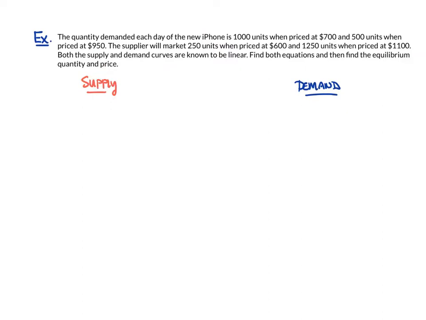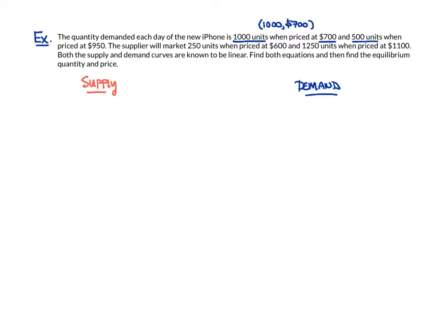So what we're actually going to do is see this in an example, an example I've made up about iPhones. We're going to read through this and decipher it. We're given information about the supply, what the company wants, and information about the demand, what the consumer wants, and we're going to circle all that. It says the quantity demanded each day of the new iPhone is 1,000 units when the price is $700. That's an ordered pair. The quantity is 1,000 and the price is $700. So that's an ordered pair that will live on the demand line.